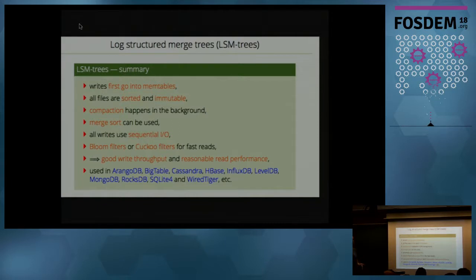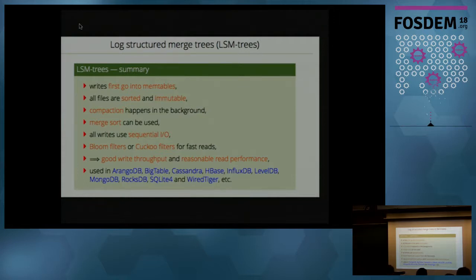Merge sort can be used when I push them down, so we have a pretty fast algorithm to create the sorted set of the lower layers. All writes only have sequential I/O, because on level 0 the memtables are just append. Maybe I have to re-sort when pushing it down to level 1. And for the other ones, I always know, oh, I have the first element, the second element, the third element, and I actually know how large the file will be, because I know how large both blocks are.